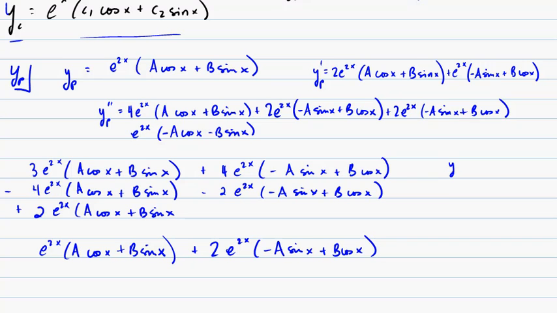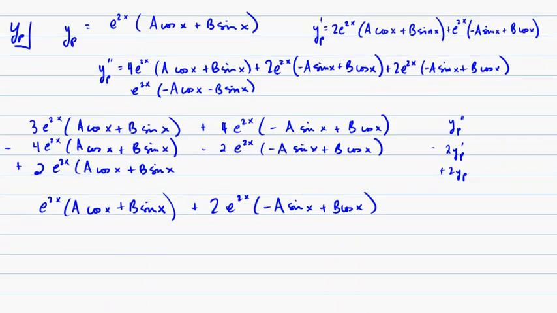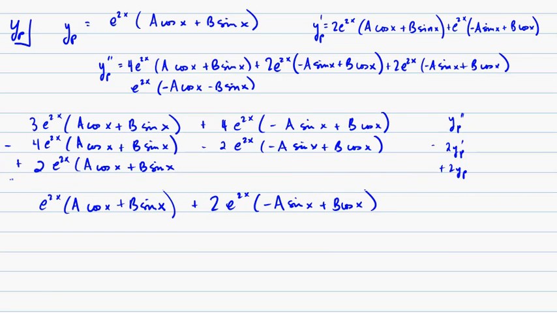Now notice this is yp double prime minus 2yp prime plus 2yp. So if we look back at the original differential equation right here, we see that that which we obtain has to be equal to e to the 2x cosine x minus 3 sine x if yp, as I chose it, is going to solve my differential equation. So let me put maybe a line here, because that we found that's equal to this right here.